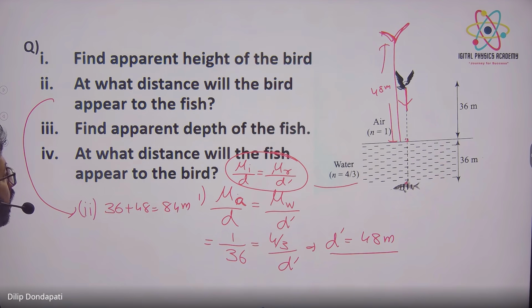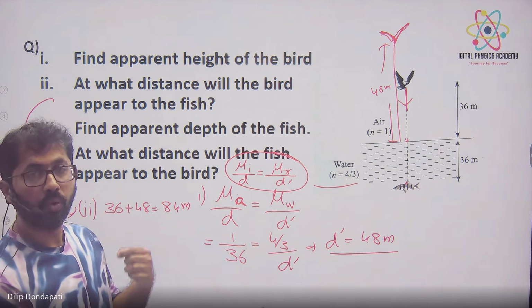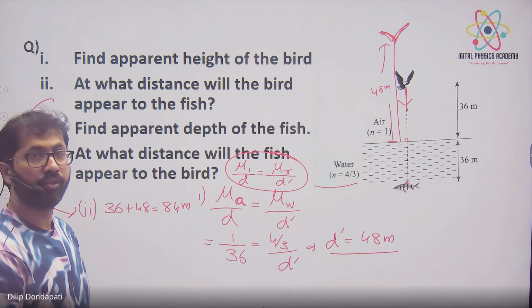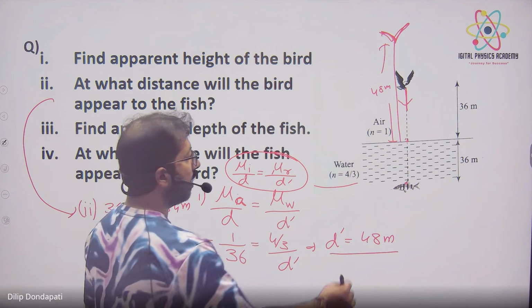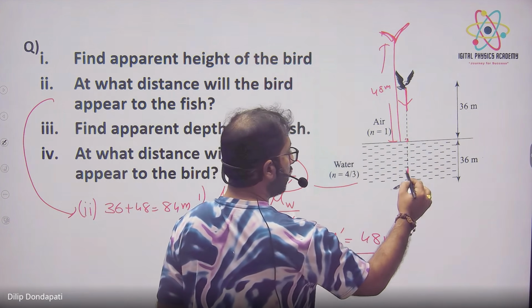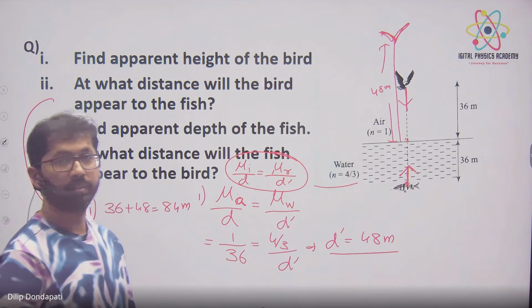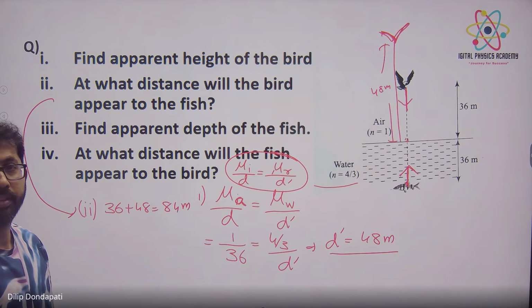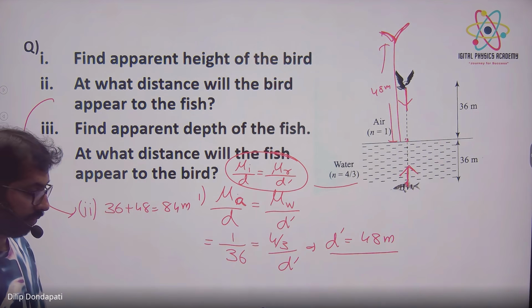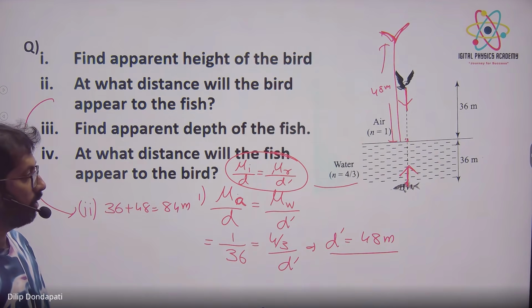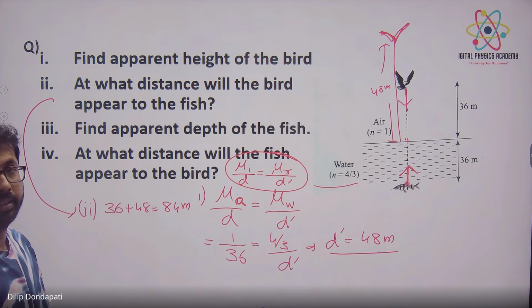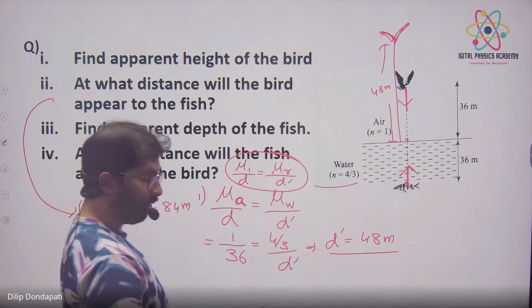Find the apparent depth of the fish. Now who is the object? Apparent depth of the fish. Fish is the object, right? Now take the rays from here, the fish is the object. Now solve. Mu I by d is equal to mu R by d dash. So 27 meters. Oh, correct, only 27 meters.